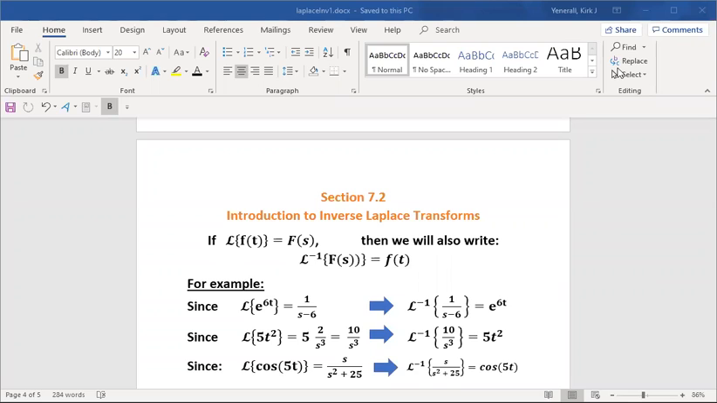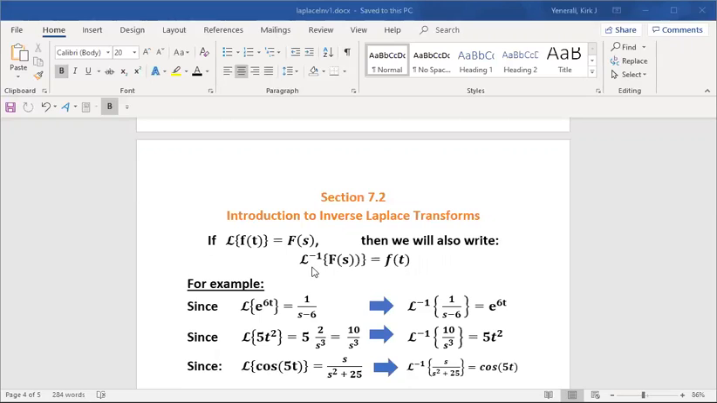In this video, we begin a sequence on section 7.2 dealing with the inverse Laplace transform. Suppose that we know that a function little f of t has a Laplace transform that is capital F of s. If that is the case, we can say that the inverse Laplace transform of the function capital F of s is the function little f of t.